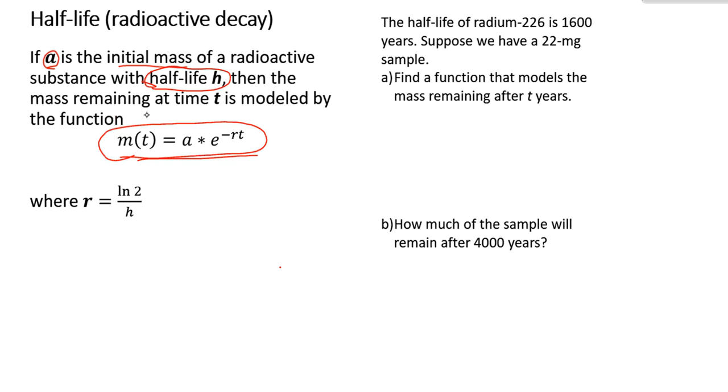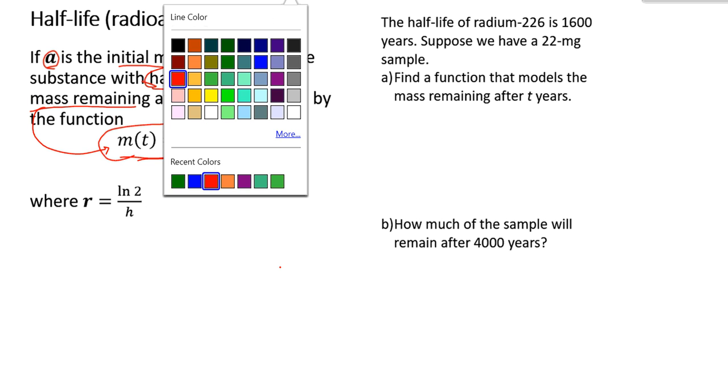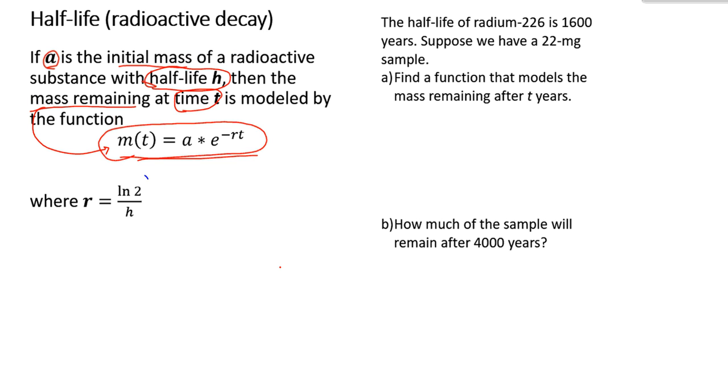And then the remaining mass, that's this M right here, at time t is modeled in the function right there. Notice it's a negative on the R because it's decaying. Now this is what I was talking about with half-life. This R right here is the ln of 2, always 2, divided by h, whatever it tells you is the half-life of it.